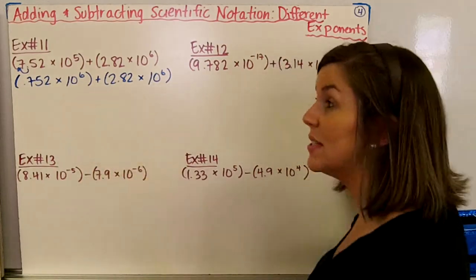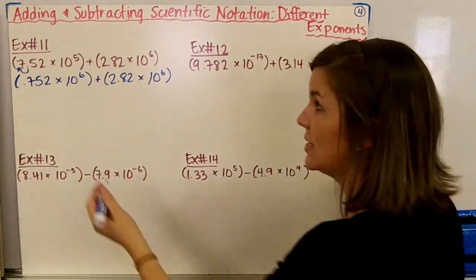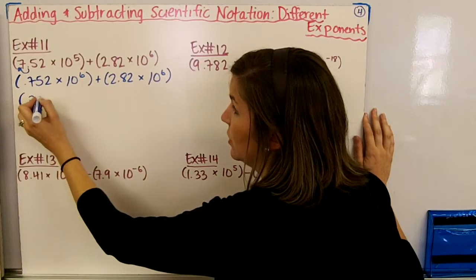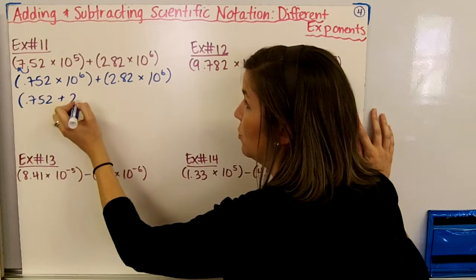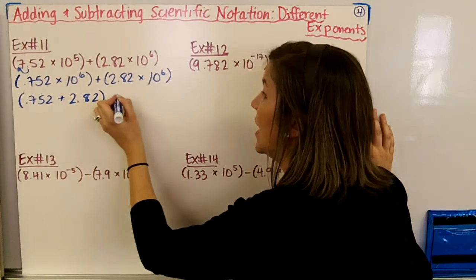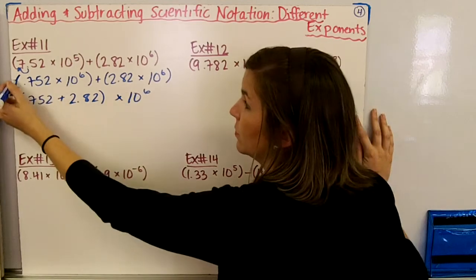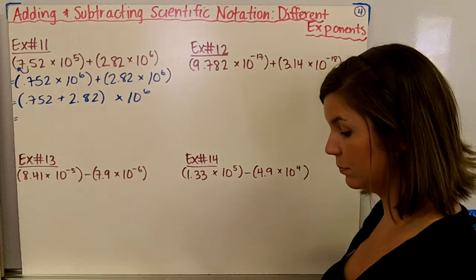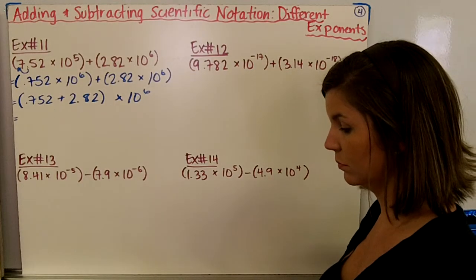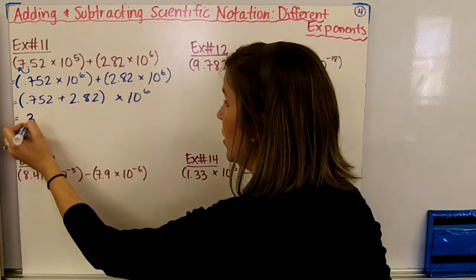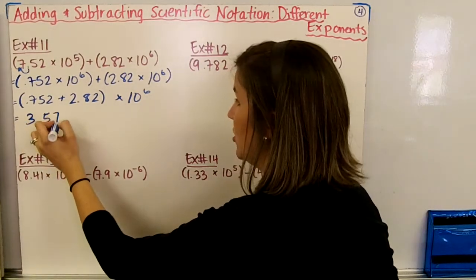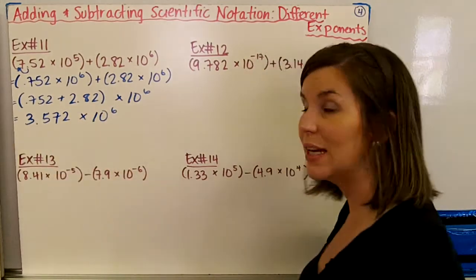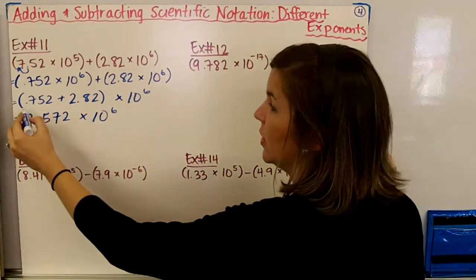Now that these have the same exponent, I can add them just as I did in the previous examples. So 0.752 plus 2.82 times 10 to the 6th power. Go to your calculator, type these in. You should get 3.572 times 10 to the 6th power. This number is in scientific notation, only one digit is in front of the decimal.